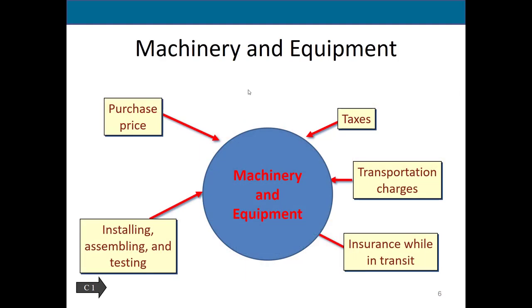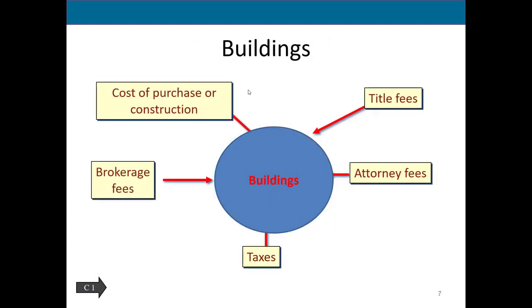Let's look at a couple different types. If we're talking about machinery and equipment, it's going to be the purchase price. Any taxes that we had to pay, like sales taxes. If we had to pay to get it here, transportation charges. If we had to pay for insurance while it was on the train. If we had to pay for someone to install it or assemble it or test it. All of those are a part of the acquisition cost of machinery and equipment.